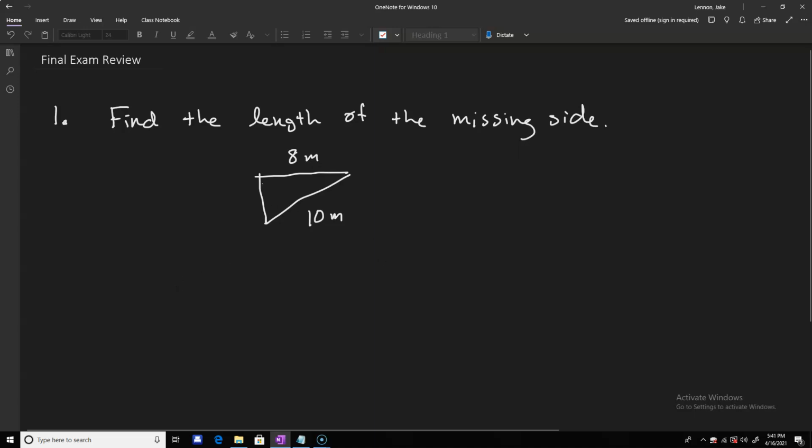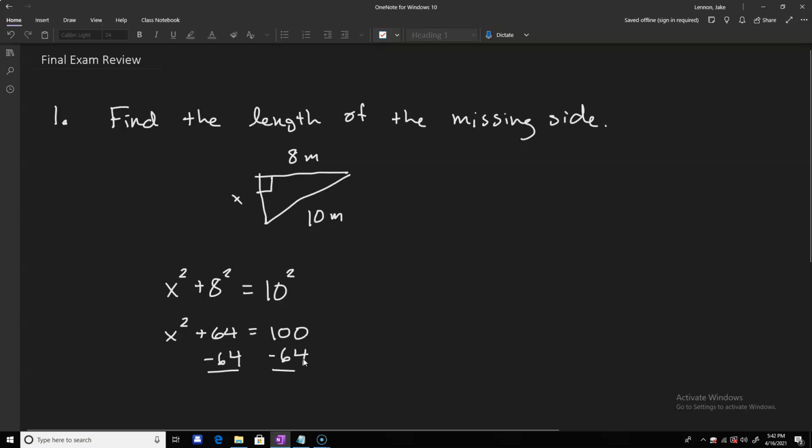So remember, the Pythagorean theorem says in a right triangle, the sum of the squares of the two legs is equal to the square of the hypotenuse. So if we call the missing side x here, we know that x squared plus 8 squared has to equal 10 squared. So we know x squared plus 64 equals 100. And then we go ahead and solve that remaining quadratic equation. So just subtract 64.